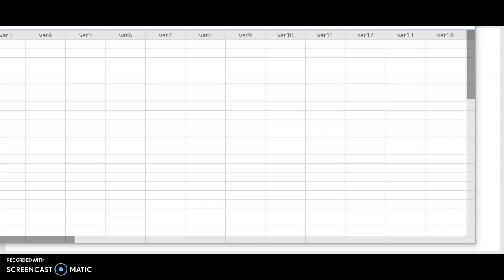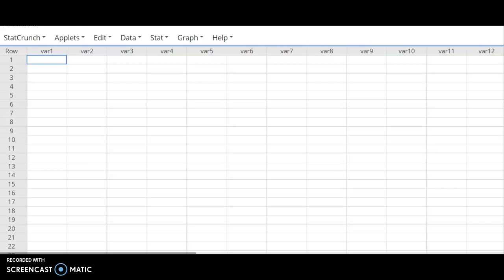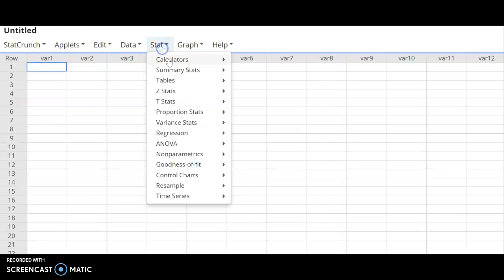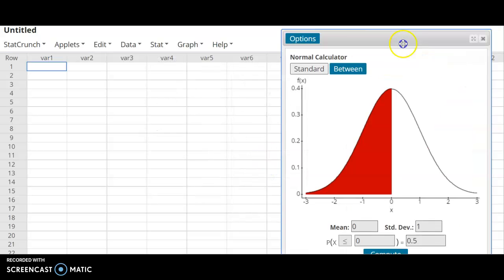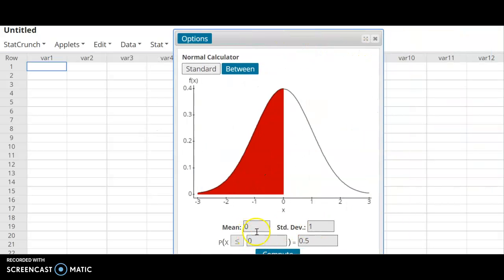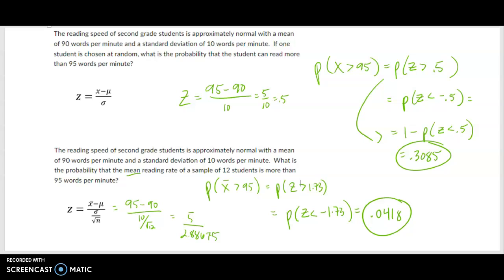Okay, so I'll go to stat calculator, and this of course is normal, right? So basically what I have to do here is type in the mean and standard deviation. So for example, for that last question, we'd have to calculate the standard deviation, which we did have right here, this 2.88675, and the mean being 90.